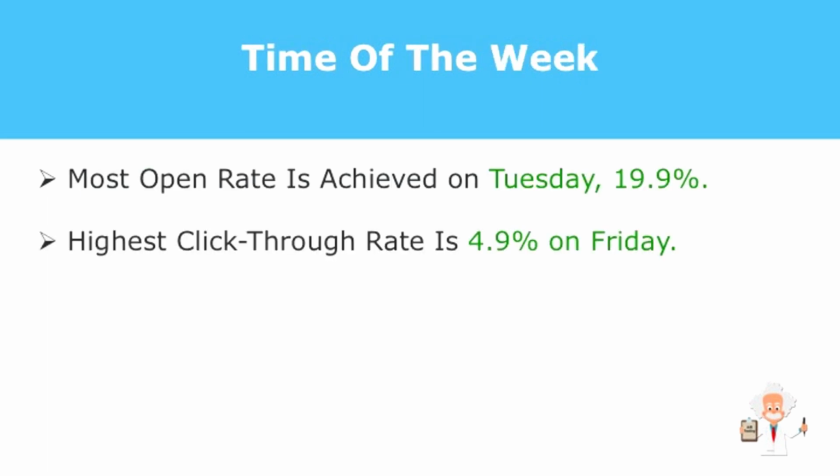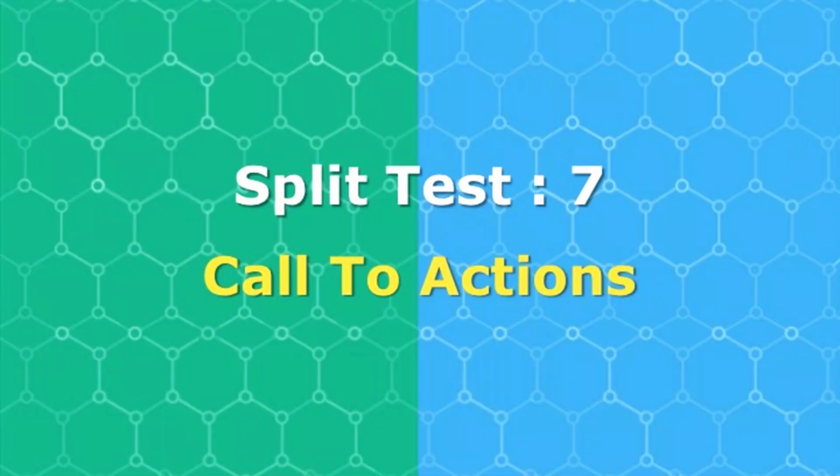Also, time of the week. The highest open rate is achieved on Tuesdays, according to GetResponse. The percentage was recorded at 19.9%. They also recorded that the highest click-through rate is 4.9% on Fridays. The click-through rate achieved that level probably because emails get higher engagement levels on the weekend. Every marketing email will have a call to action or CTA inside.